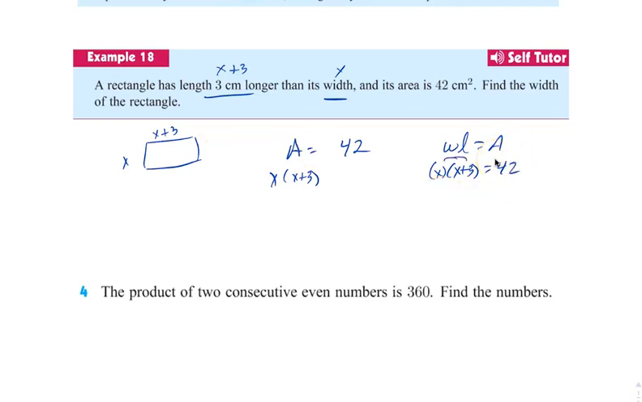Then we just try to solve it. x squared plus 3x equals 42. From here we can solve it a couple of different ways. One way you could do it is by hand. You set it equal to 0, and then either factor or use the quadratic formula if it doesn't factor, and actually this does not factor nicely. The other way I'm showing you is to do it using your calculator.